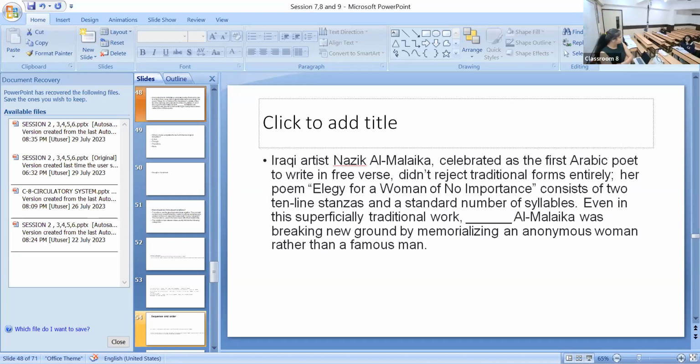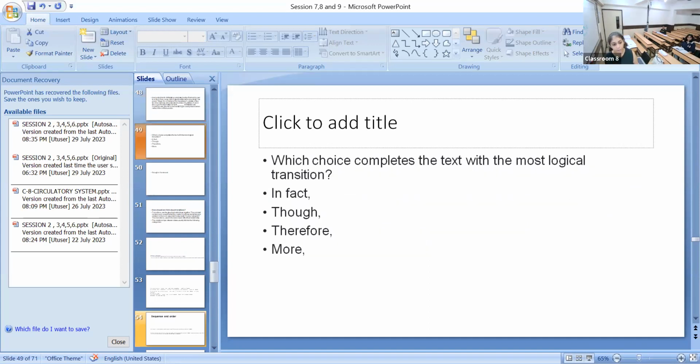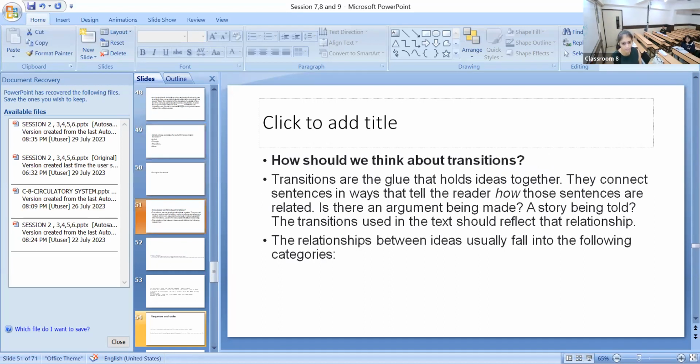So I am not giving the answer. I'll go with the explanation and I'll come back. Right now you guys are saying though and in fact. Therefore, more is definitely not there. So first two, ignore these. Okay, this is the discussion, that is how we should think about transitions.